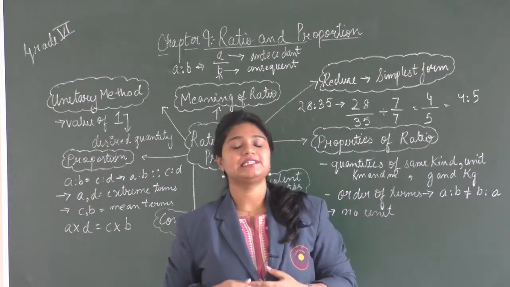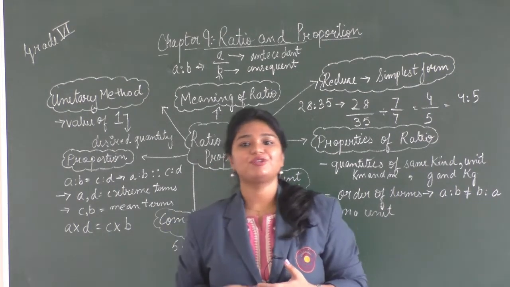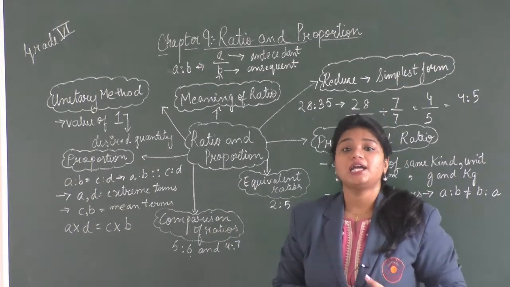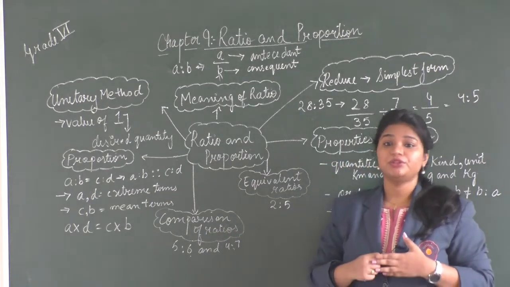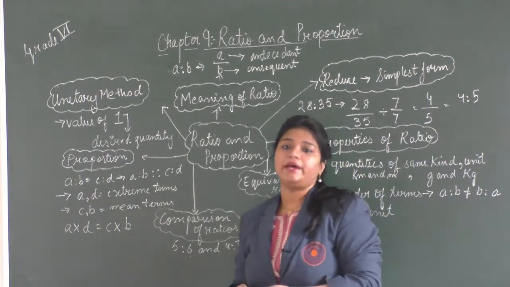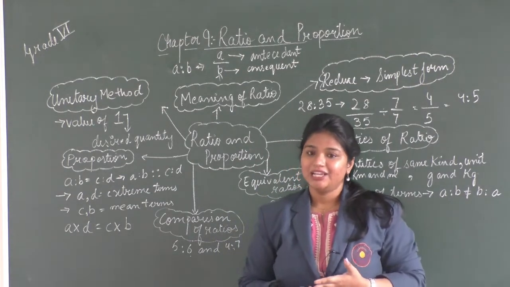We have completed the 9th chapter, that is ratio and proportion. Let's have a quick recap of the chapter with the help of a mind map. We started the chapter by learning about the meaning of the term ratio. We learned that when we compare two quantities using the method of division, it is called a ratio.